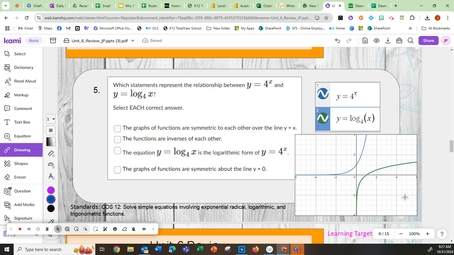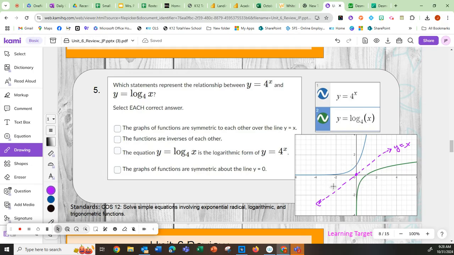So we're looking at the blue graph and we're looking at the green graph. One of the things that I noticed is that these two lines are reflections of each other over the line y equals x. There's this imaginary line that goes right through the origin, and it goes right through the middle of the first quadrant, and also right through the middle of the third quadrant. If I take the blue graph and I fold it over that line, I get the green graph. If I take the green graph and fold it over that line, I get the blue graph.